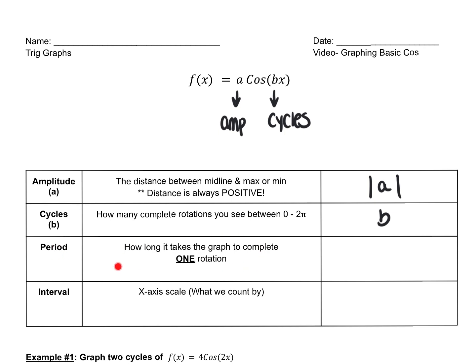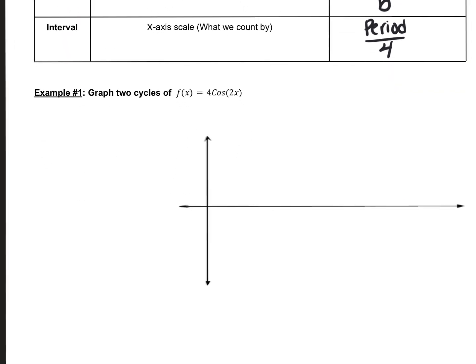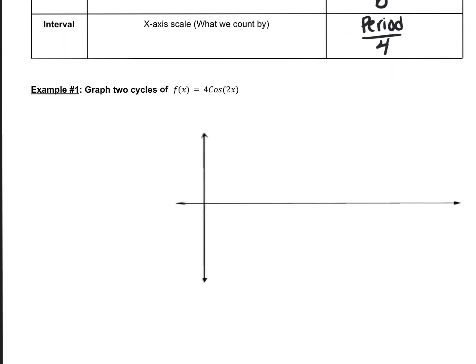Period is how long it takes the graph to complete one rotation. We can calculate that by finding 2 pi over b, where b is our cycles. And our interval is the scale of the x-axis, or in other words, what we count by. And that can be found by taking the period and dividing it by 4. Now, these four main components help us graph. So, example number 1 says graph 2 cycles of 4 cos 2x.